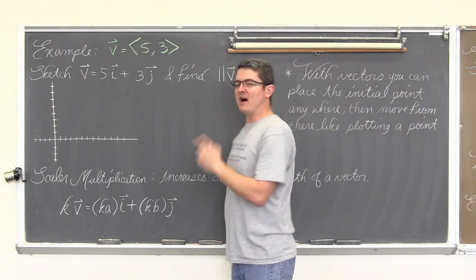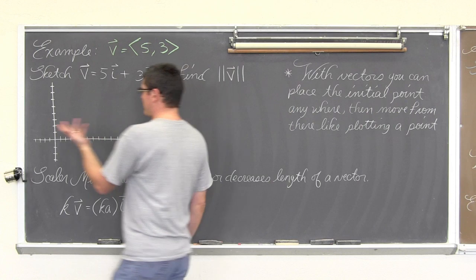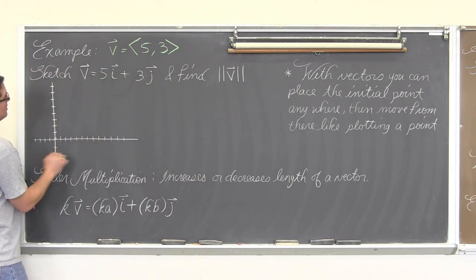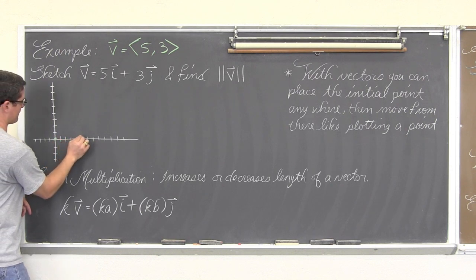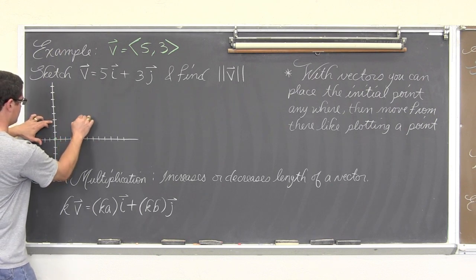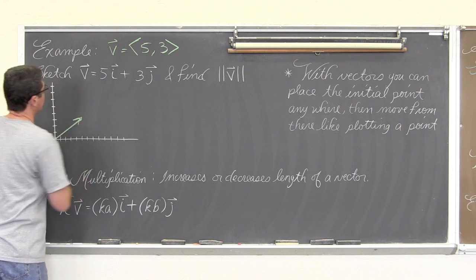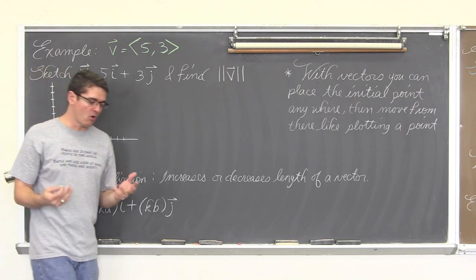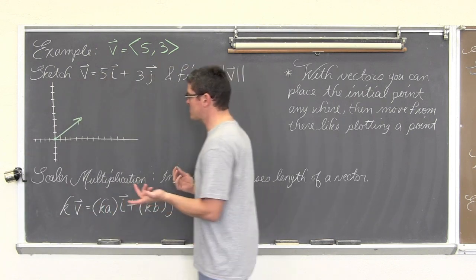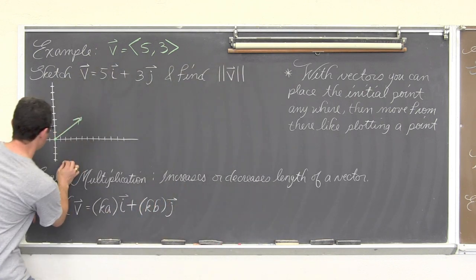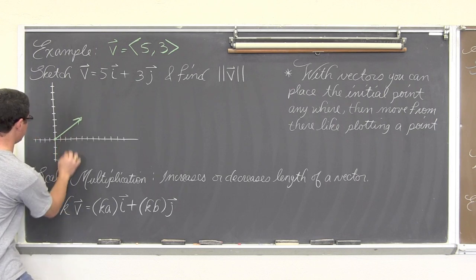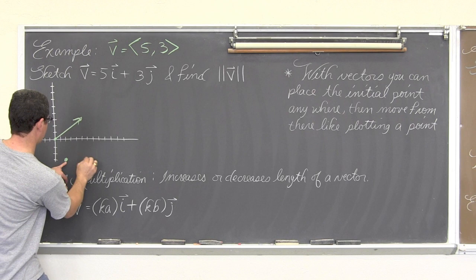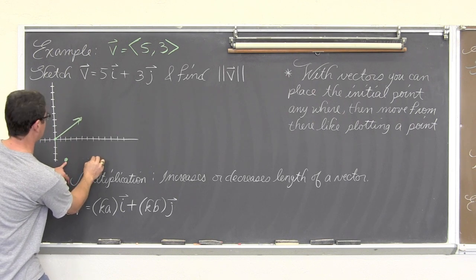Vector V, <5, 3>. Now, I could just pick a point. I'm going to do the origin, because it's familiar, and go over 5, 1, 2, 3, 4, 5, and up 3. So, there's vector V. But with vectors, unlike plotting a coordinate, you can put them anywhere. So I could have started, let's say, here at (2, -3), and gone over 5, so 1, 2, 3, 4, 5, and up 3.